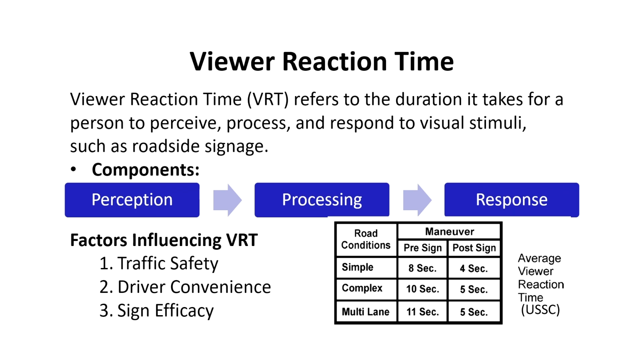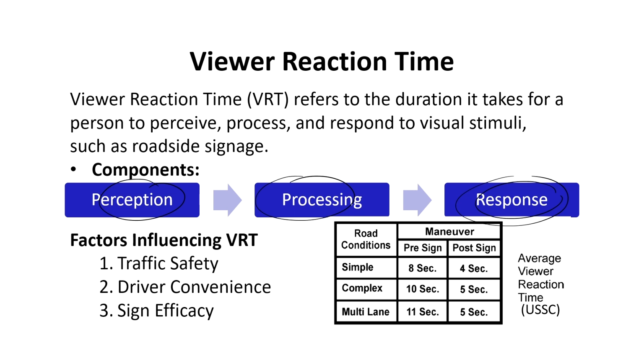What are its components? Its components are perception, processing and response. Perception is the time it takes for the brain to recognize and interpret the visual information presented in the sign. Processing is the cognitive time required to understand the message conveyed by the sign, and the response is the time it takes for a driver to physically react to the information presented in the sign, adjusting the speed and changing lanes.